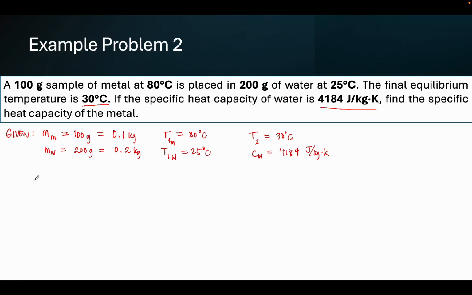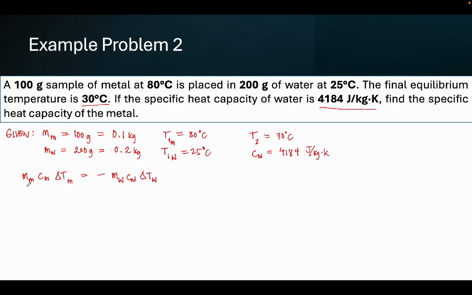we have Q lost plus Q gained is equal to 0, or we can also have it as mass of the metal times specific heat of the metal times delta T of the metal is equal to the negative of mass of water times specific heat of water times delta T of water. Okay. So, our target is to get the specific heat, C sub m, or the specific heat of the metal. Okay. So, what should we do?